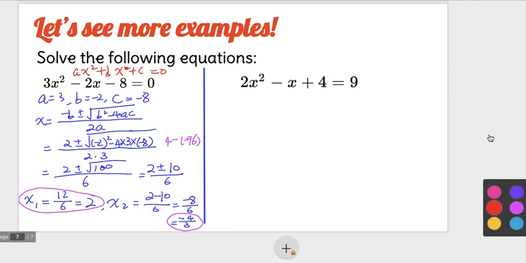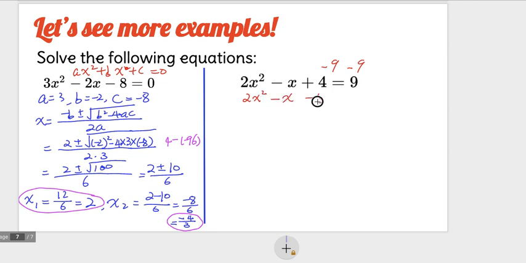So the extra step we are going to do here is subtract 9 to rewrite this equation as 2x squared minus x minus 5 equal to 0. This is an equivalent equation we are going to work on. So for this case, a is 2, b is -1, c is -5. Now again, we are going to do exactly the same thing we did before. We are going to write the formula here, and then plug in.